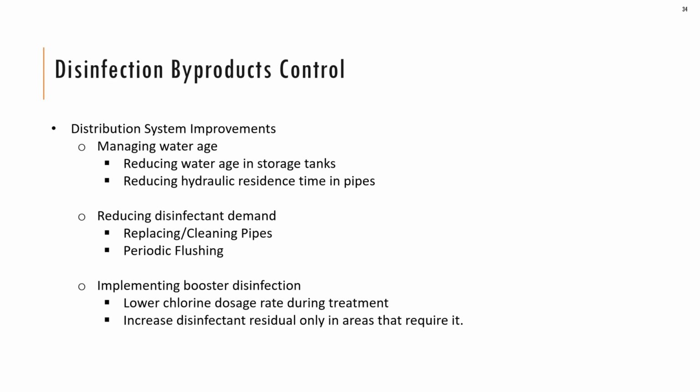Booster disinfection is another option that systems can implement in the distribution system to increase disinfectant residuals only in areas that require it. So you would implement this in areas that you know have historically shown higher TTHM and HAA5 concentrations. But the advantage of this is, again, it limits it to certain areas while reducing the chlorine residual within the actual plant. So there will be fewer chances for DBPs to form in the rest of the distribution system.